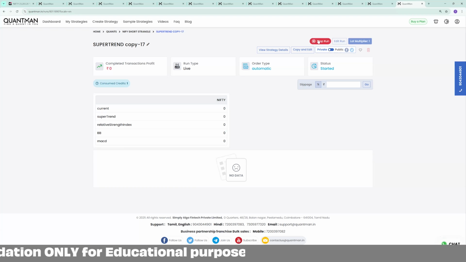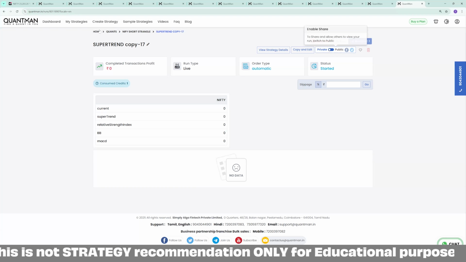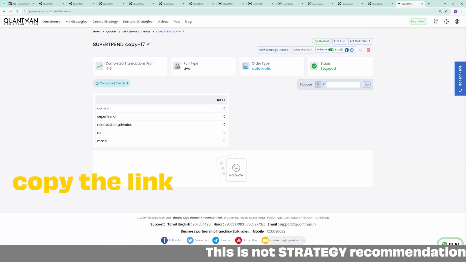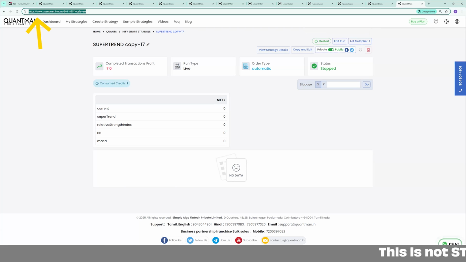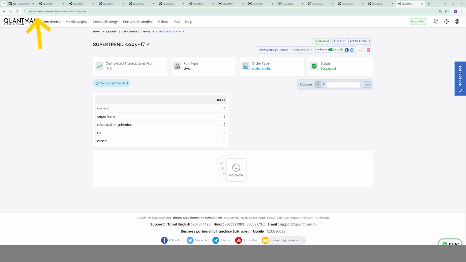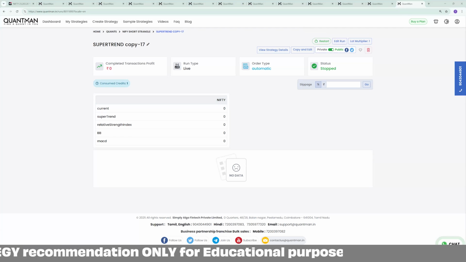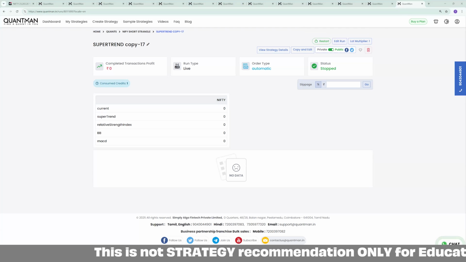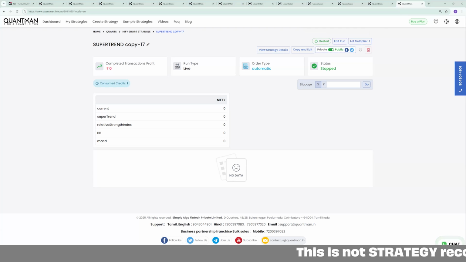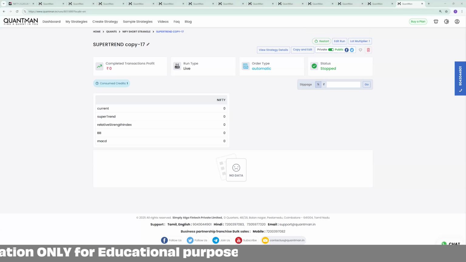Now I stop the strategy and make it public, I copy the link and share it with you for educational purposes. Okay, this is not a good strategy or bad strategy, I don't know. Whatever the performance, right now we are backtested on the past performance. Past performance is not an indicator of future performance. Okay, you can use the strategy for backtest purposes.